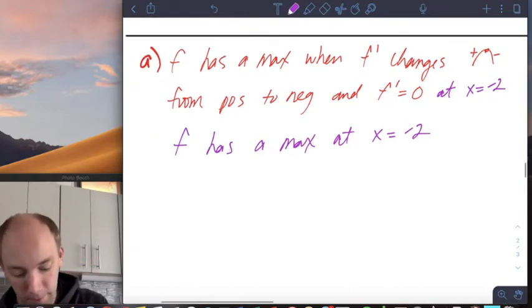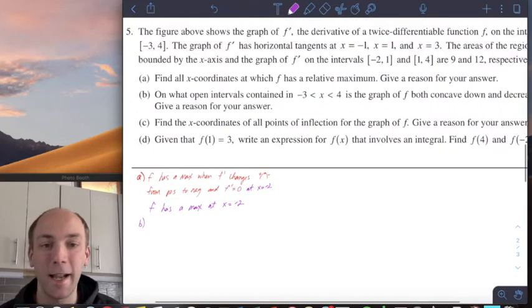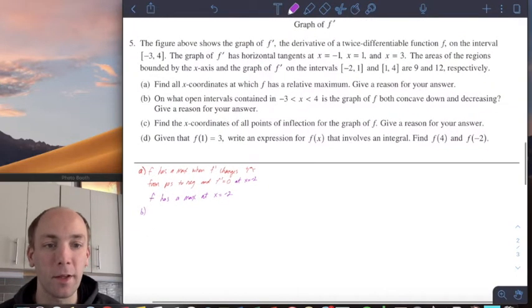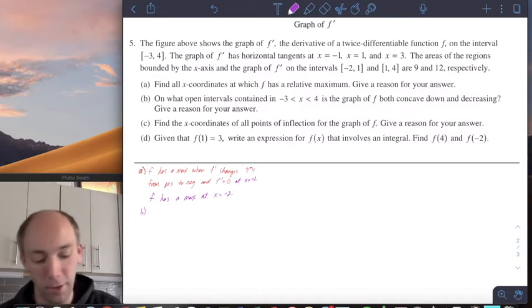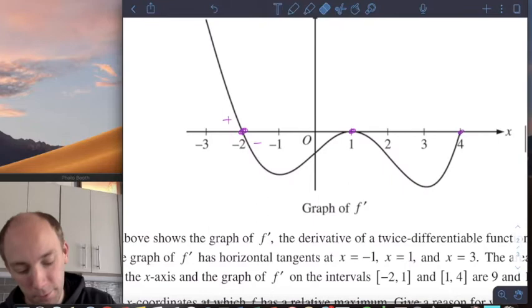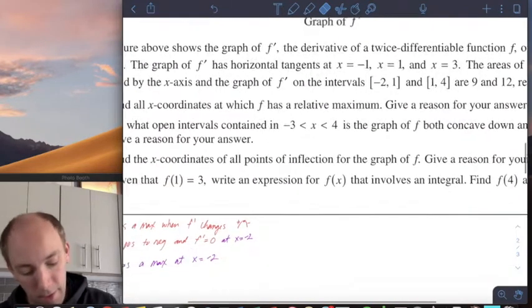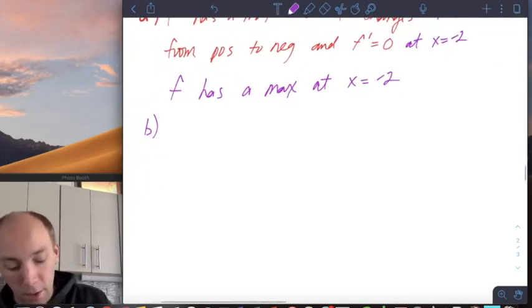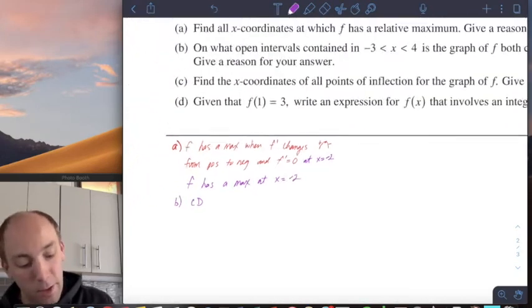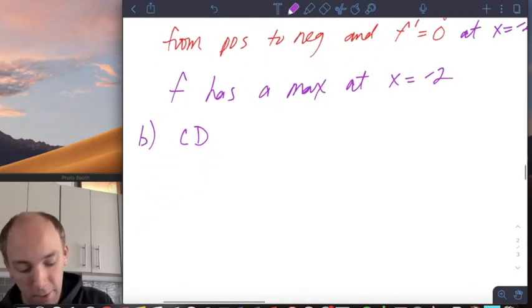Okay, part B. On what open intervals contained in -3 to 4 is the graph both concave down and decreasing? Give a reason for your answer. Let's erase what we wrote up here. Concave down and decreasing. Wait, what does it ask for? Concave down and decreasing. Yep, so concave down.